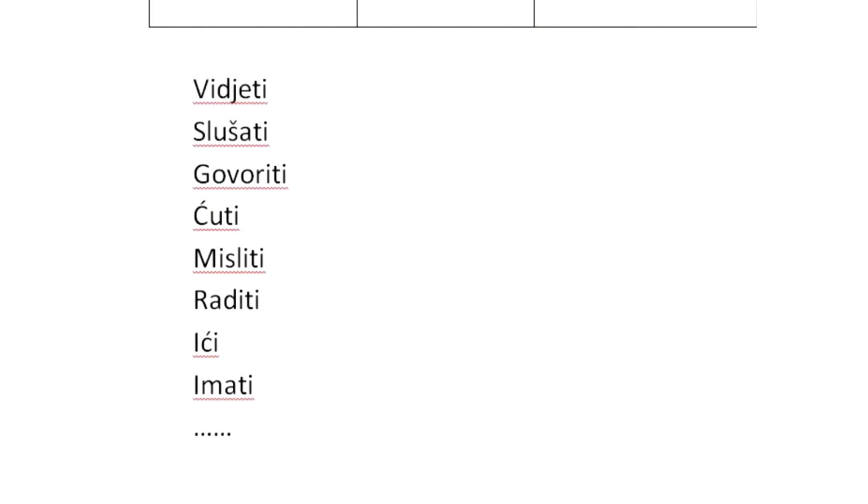What you need is to learn the verbs. First of all, the ones that you experience every day. What we do, we see, we hear and listen, we speak, we think, we work, we go, we have, we sleep, we rest. These are the most common verbs. In every language there are about 60 verbs that people use in 90% of the cases.